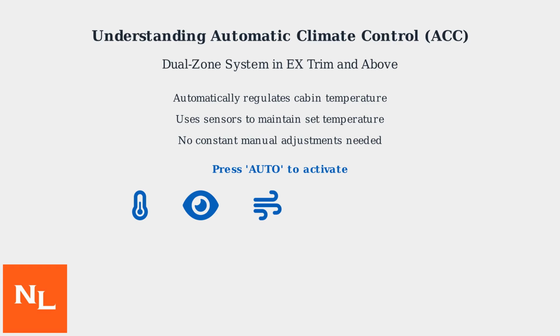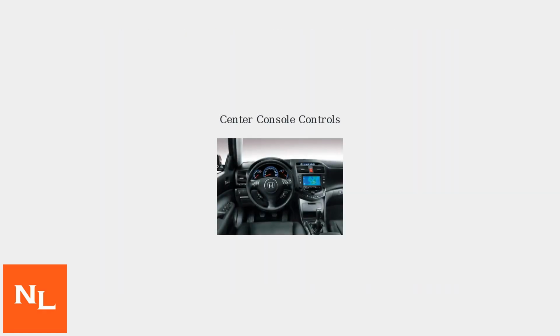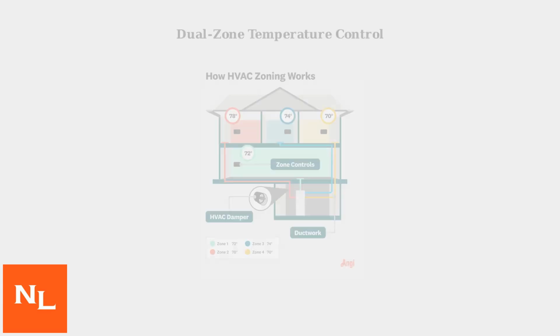It uses sensors to maintain your set temperature without constant adjustments. Simply press Auto to activate it. This system works through integrated sensors and controls located on the center console. The dual zone feature allows different temperature settings for driver and passenger sides.